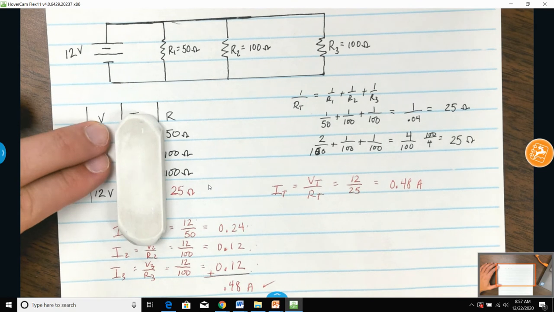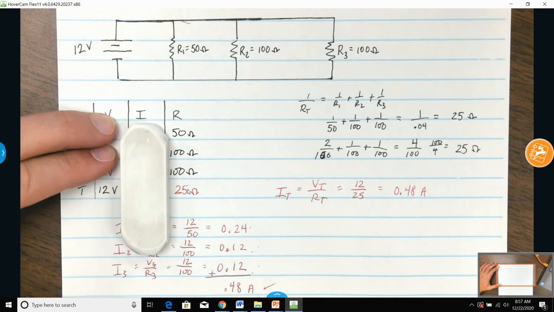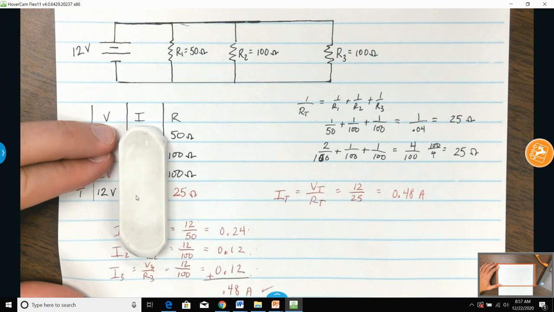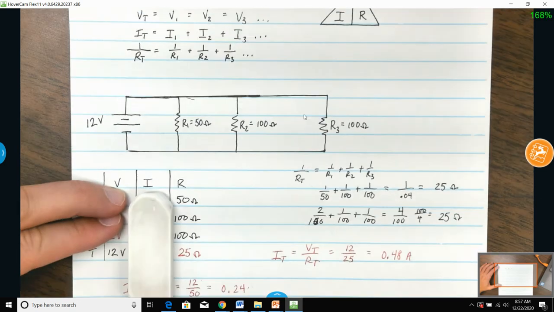We don't have these right now. So the only column that we have 2 of the 3 variables in is the total. So what you do is look at the triangle.